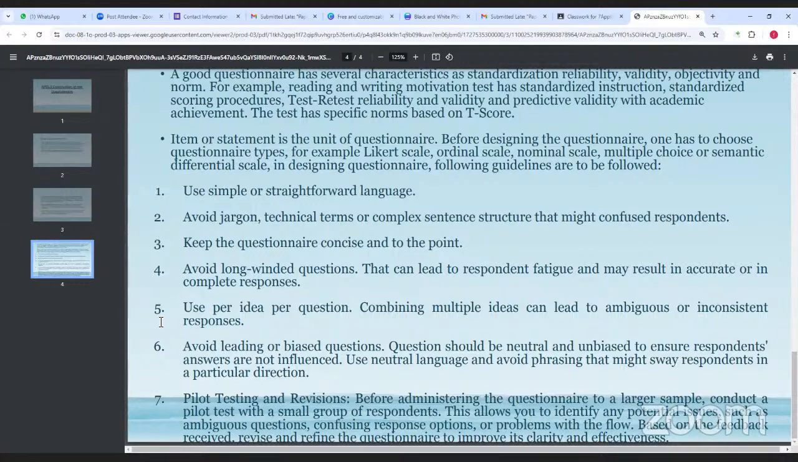Pilot testing and revision. Before administering the questionnaire to a large sample, conduct a pilot test with a small group of respondents. This allows you to identify any potential issues such as ambiguous questions, confusing response options, or problems with flow based on the feedback received. Revise and refine the questionnaire to improve its clarity and effectiveness.